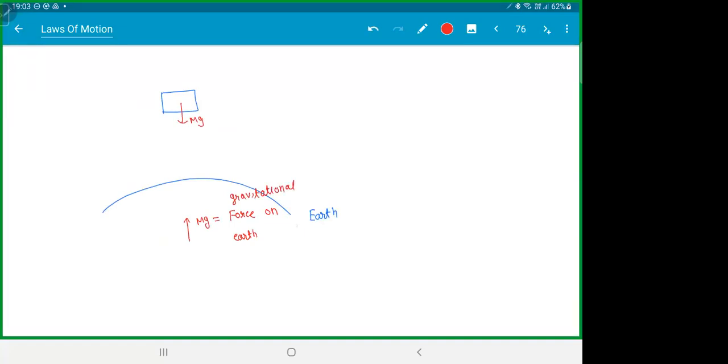This is the gravitational force on Earth due to the block. So the block attracts the Earth, and the Earth attracts the block. So these two are a pair.